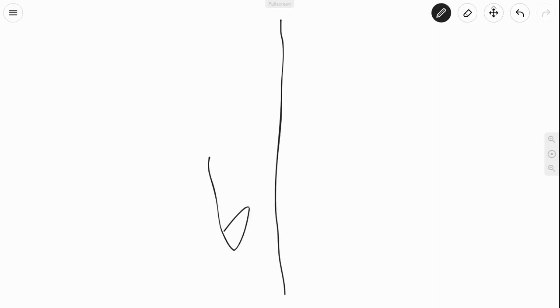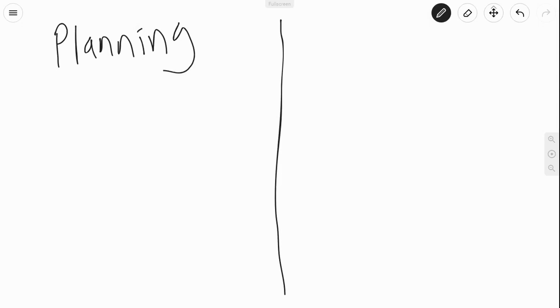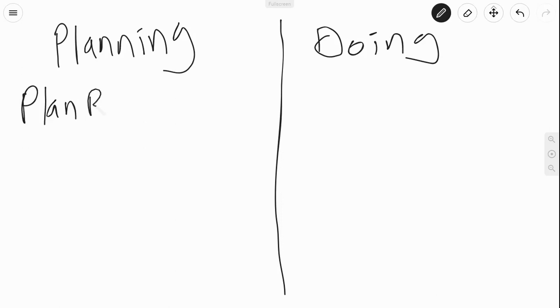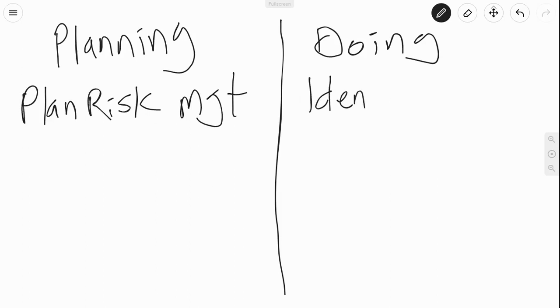You know, PMI are very particular about planning versus doing. So this is planning, and this is doing. Okay? Planning, like plan risk management, the doing, carrying out the plan, part of this you actually do in identify risk, for example.